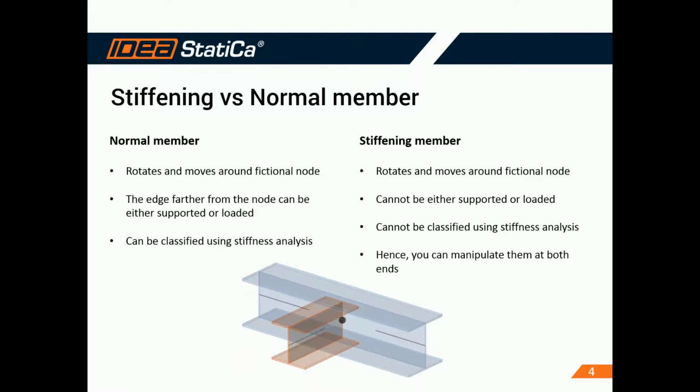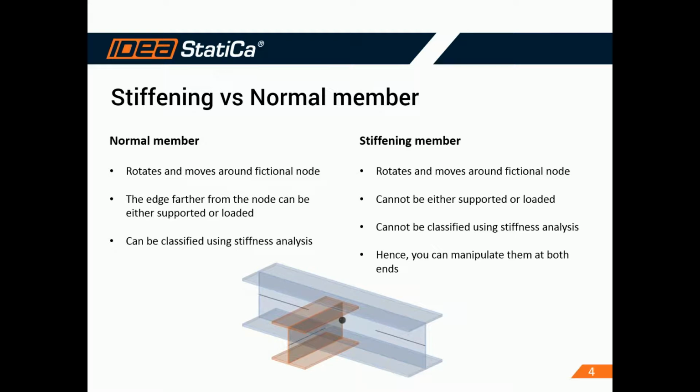Normal members rotate and move around the fictional node. In normal members, the edge that's farther from the node can be either supported or loaded, and their connection can also be classified by the use of stiffness analysis. On the other hand, we have the stiffening members, which also rotate and move around the fictional node, but they cannot be supported or loaded, and as such, they cannot be classified by our stiffness analysis. The importance of this limitation is that you can manipulate these members at both ends. So they're a little bit more flexible.